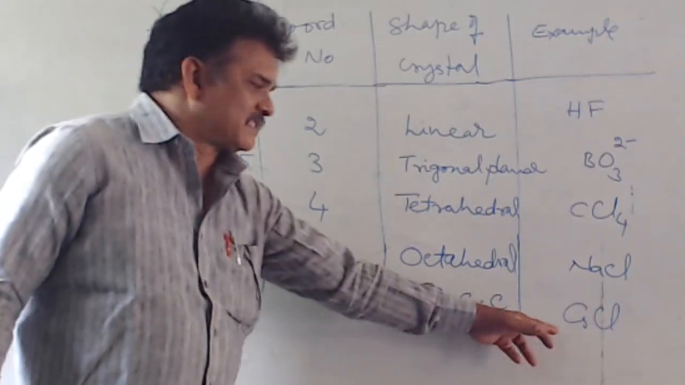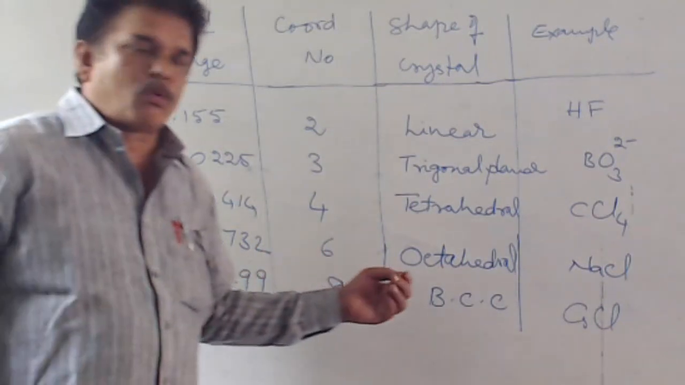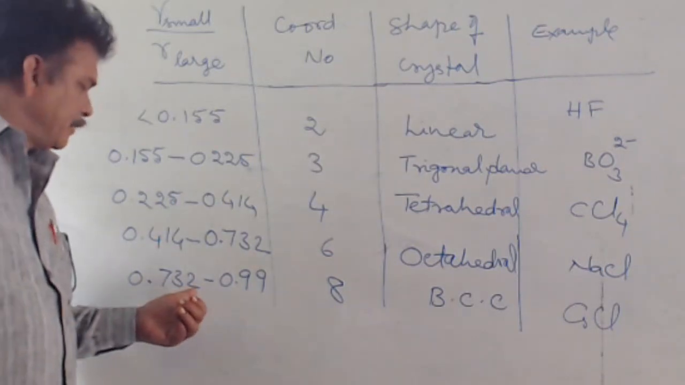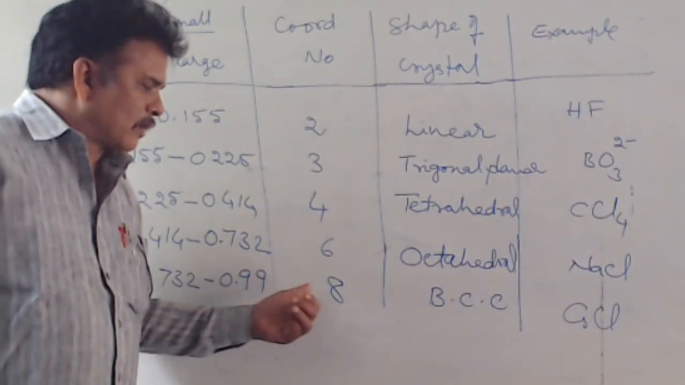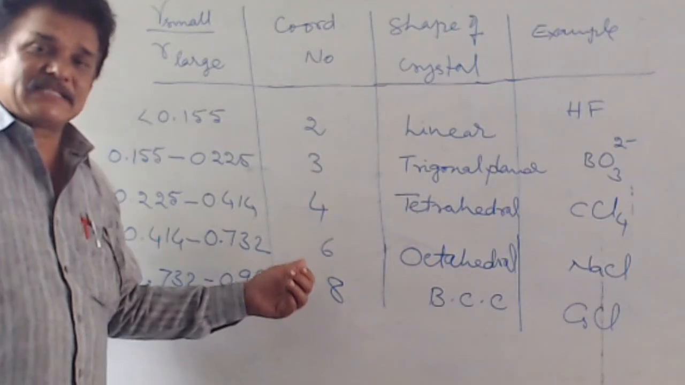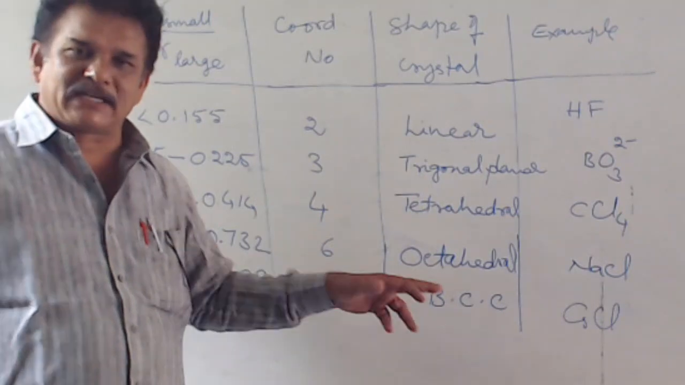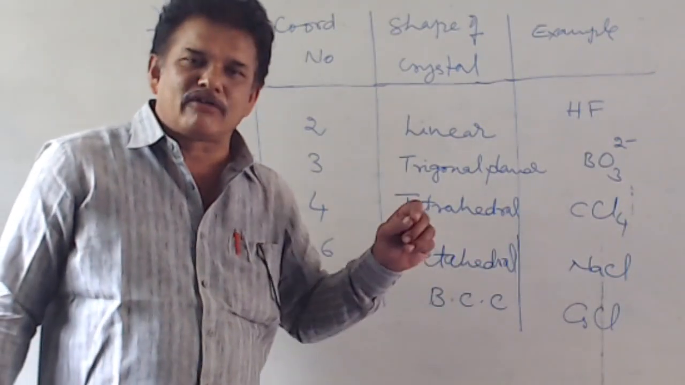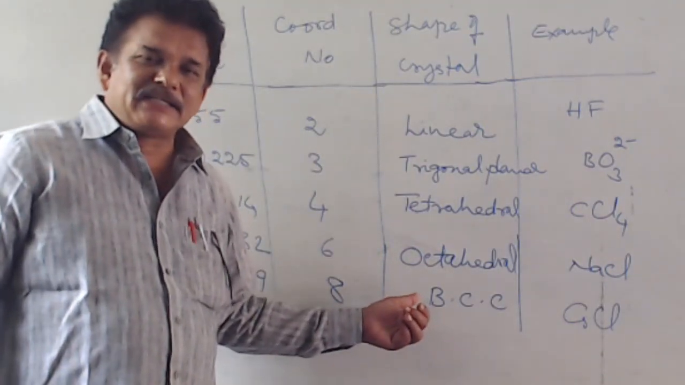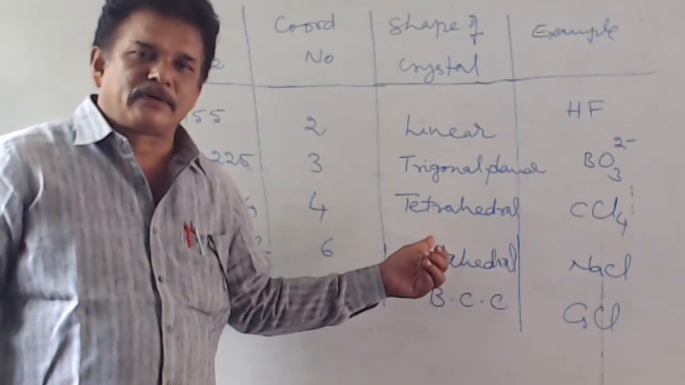In the same way, for cesium chloride, radius of cation by radius of anion is 0.912. This 0.912 lies between 0.732 and 0.99. So the coordination number is 8 and its shape is body-centered. The coordination number is 8 means in cesium chloride, each Cs plus ion is surrounded by 8 Cl minus ions, and each Cl minus ion is surrounded by 8 Cs plus ions. So it is said to be an 8:8 type of crystal. In the same way, NaCl is said to be a 6:6 type of crystal.